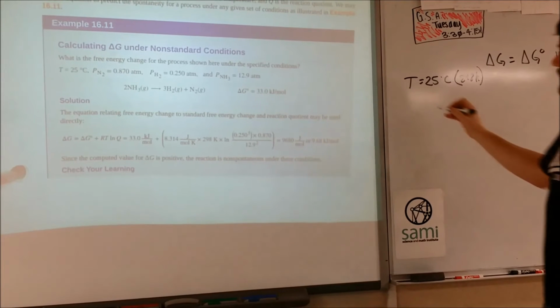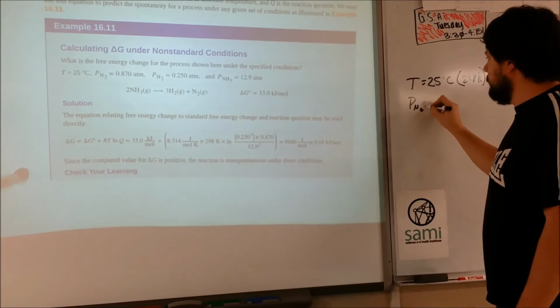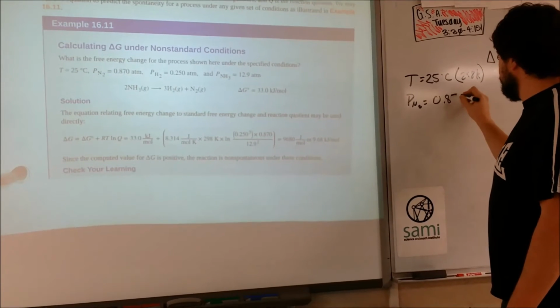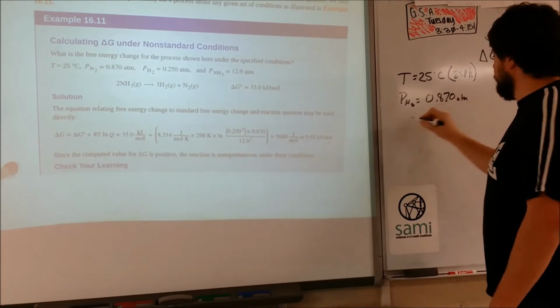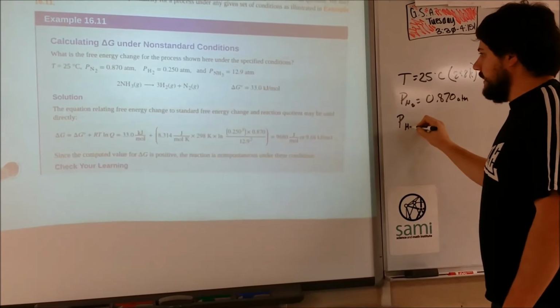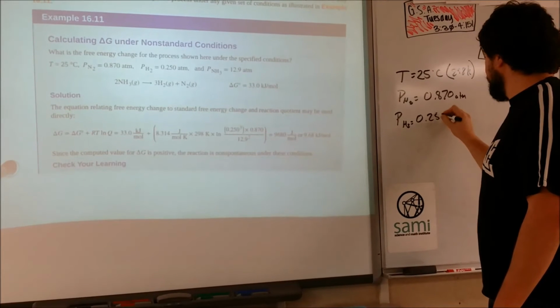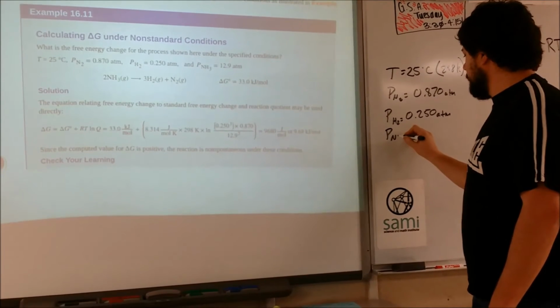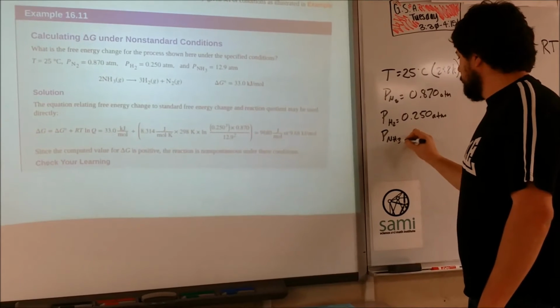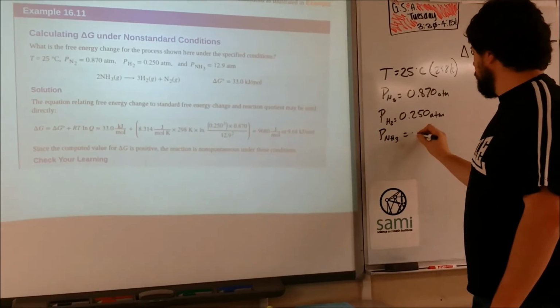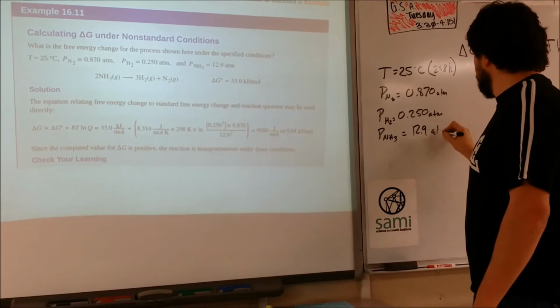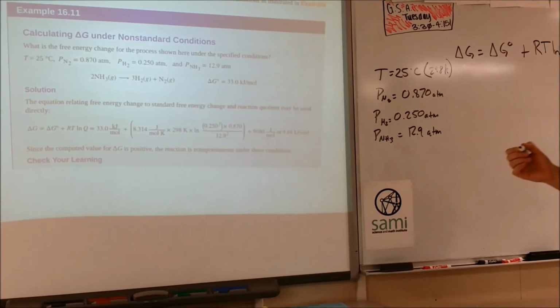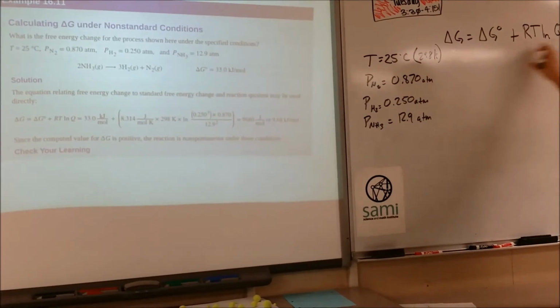The pressure for the nitrogen gas is 0.870 atmospheres. The pressure for the hydrogen gas is 0.250 atmospheres, and the pressure for the ammonia is 12.9 atmospheres. The overall equation, like I said, is this.